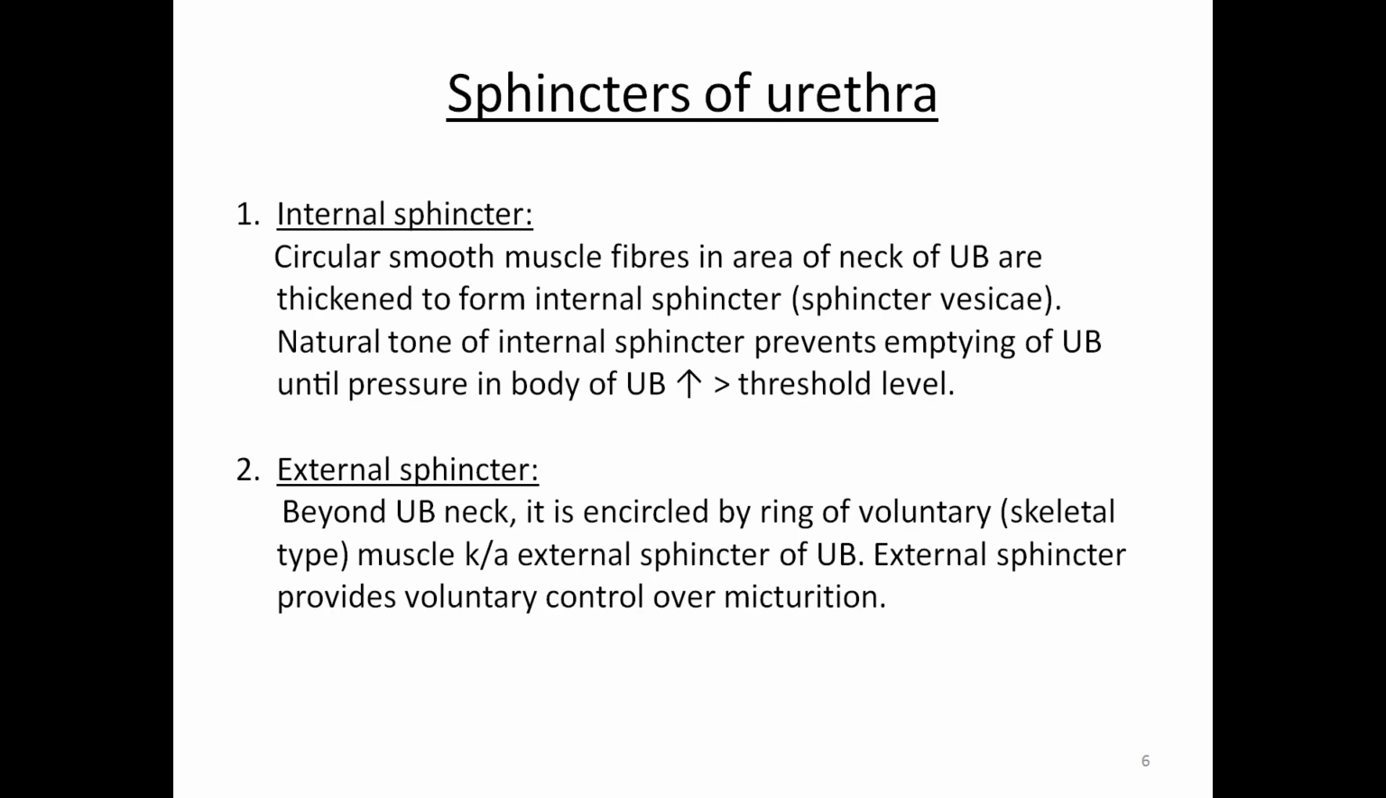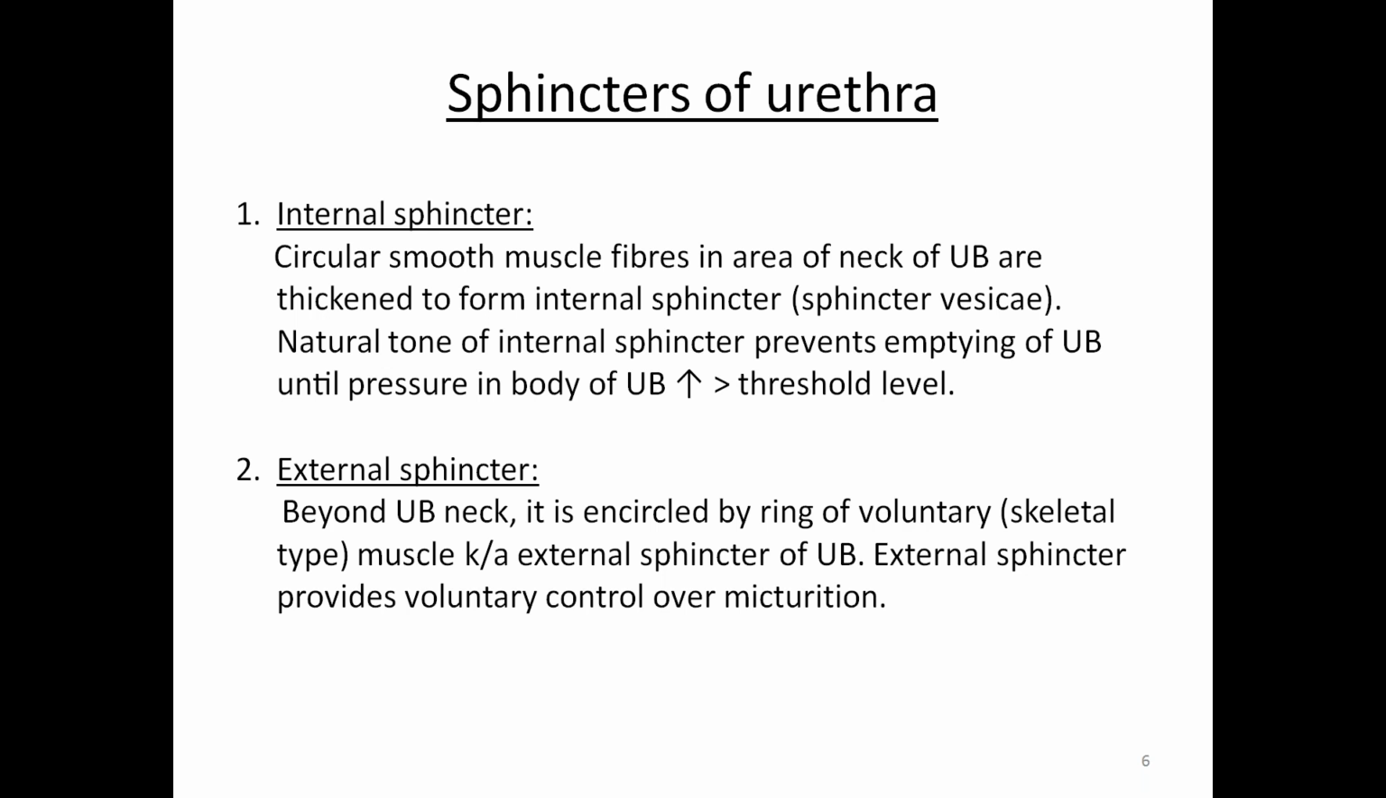Now let's talk about the sphincters of the urethra. The circular smooth muscle fibers in the area of the neck of the bladder are thickened to form the internal sphincter, which we also call the sphincter vesicae. And the natural tone of the internal sphincter prevents the emptying of the bladder until the pressure in the body of the bladder rises above a threshold level.